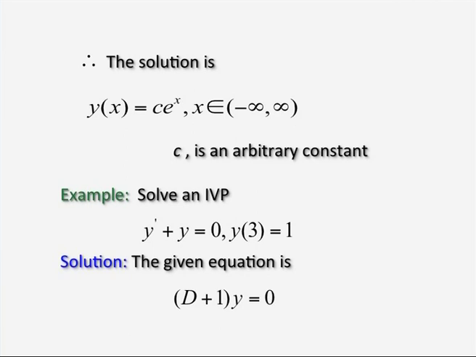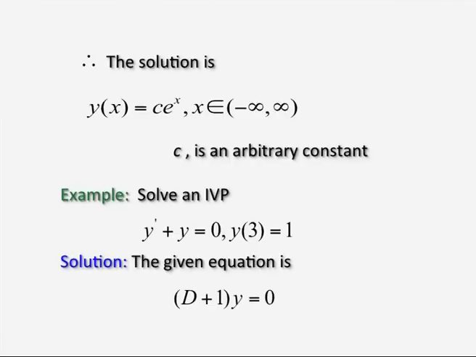Here c is an arbitrary constant and the root 1 appears as the coefficient of x in the exponential form. So if you observe here, there are infinitely many solutions because c is an arbitrary constant in the general solution.